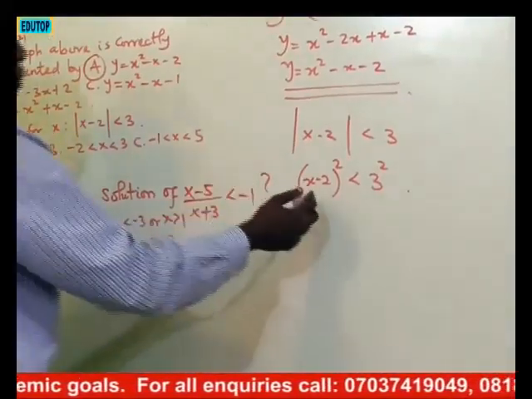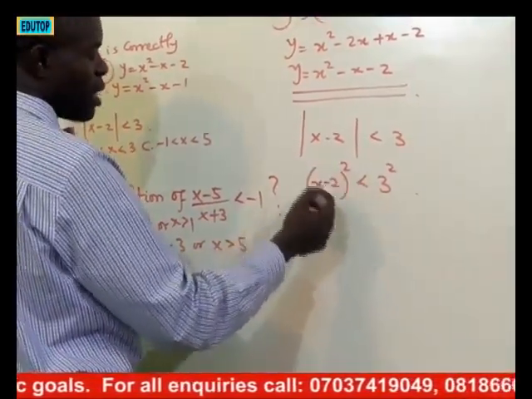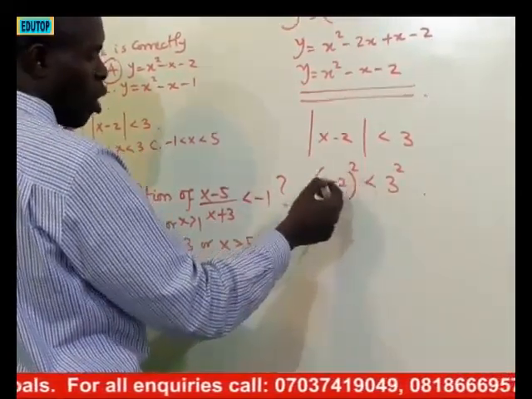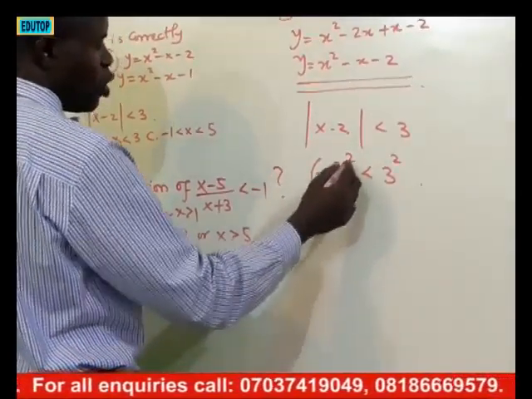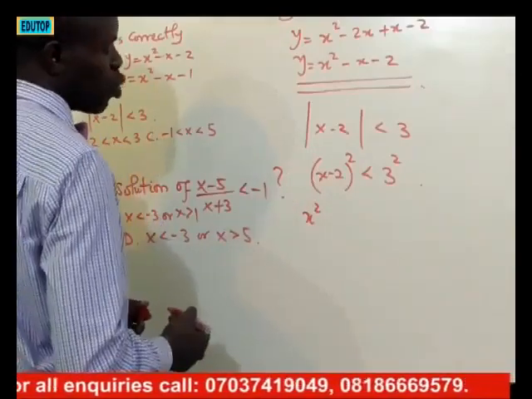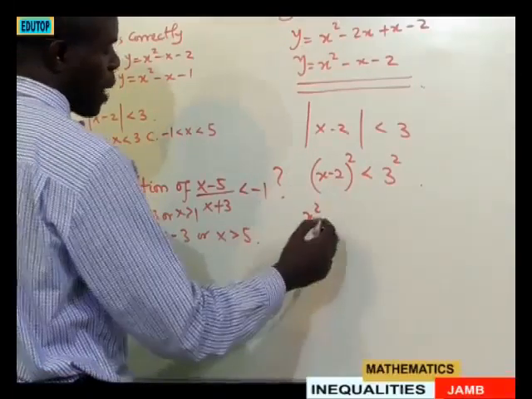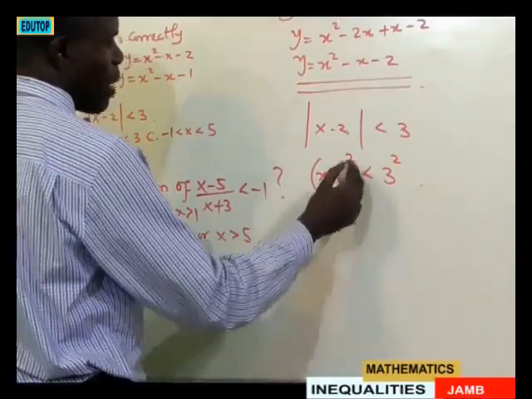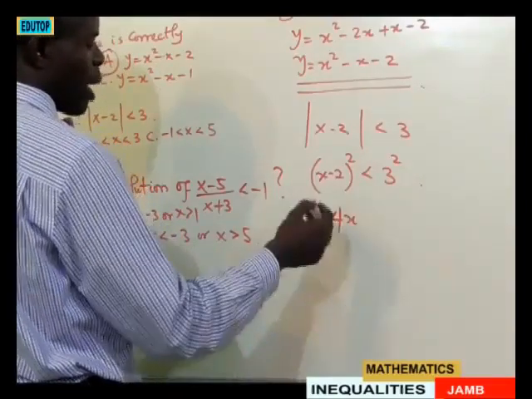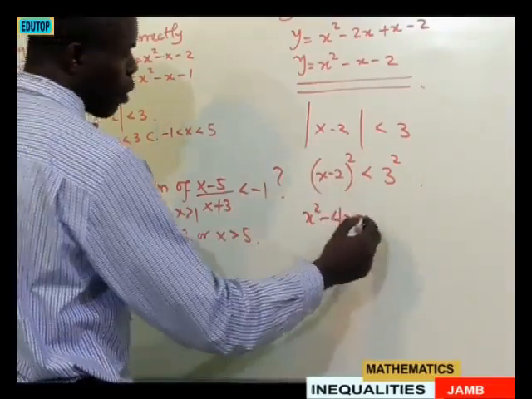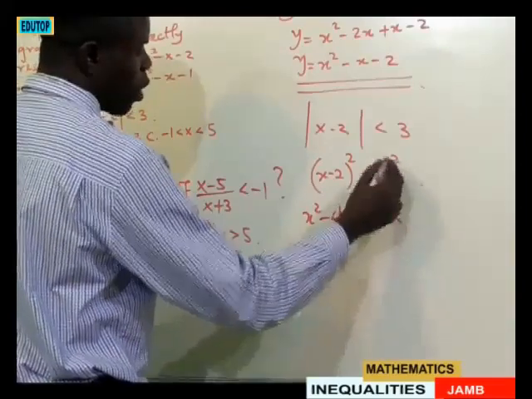Then you expand this. And the simplest way of expanding this is to place these 2 on x. That is x squared. Use these 2 to multiply x. That is 2x. 2x times minus 4 becomes minus 4x. Then place these 2 on minus 2 squared. Minus 2 times minus 2, that's plus 4. Less than 9.